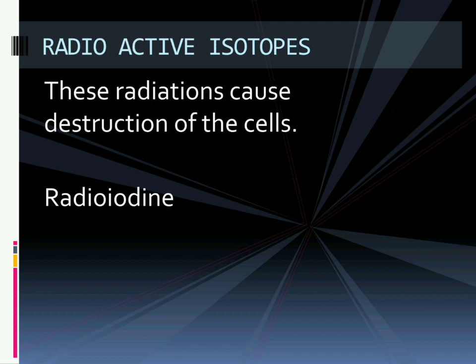Radioactive isotopes. These are the isotopes of various elements which give radiation. These radiations cause destruction of the cells. The therapeutically useful radioisotopes are radio gold 198Au, radio phosphorus 32P, radio iodine 131I. Radio iodine. This is useful in certain cases of thyroid cancer. Radioiodine acts by giving beta radiation. In some cases, surgery followed by radioiodine therapy gives excellent results.